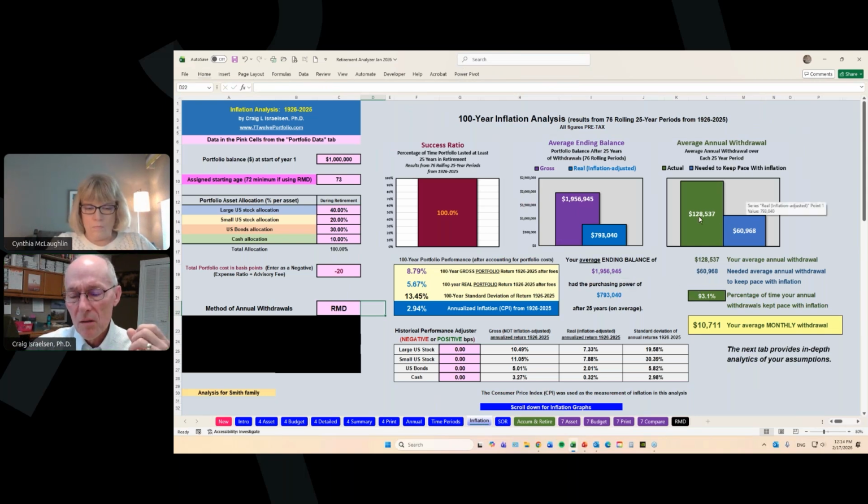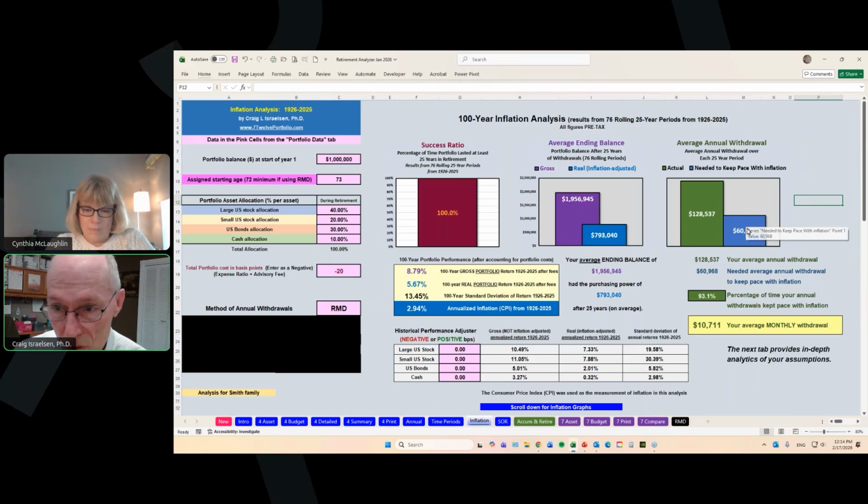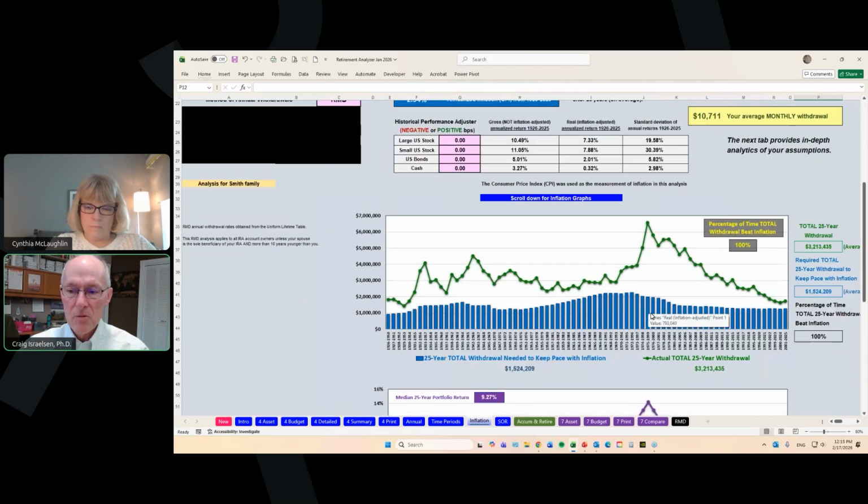The average annual withdrawal was 128,000 gross. The needed annual withdrawal to keep pace with inflation was 60,968. So those withdrawals did a great job keeping pace with inflation. This is a tricky thing to analyze, and this is how I've chosen to do it: to display the actual dollar-based withdrawal in contrast to the withdrawal needed to keep pace with inflation. And then there's ways to graphically look at it.